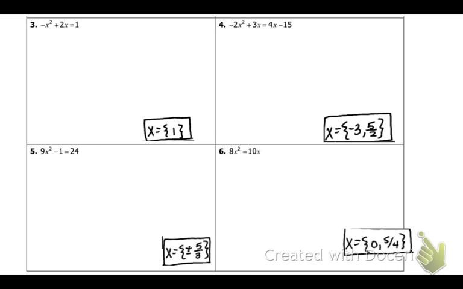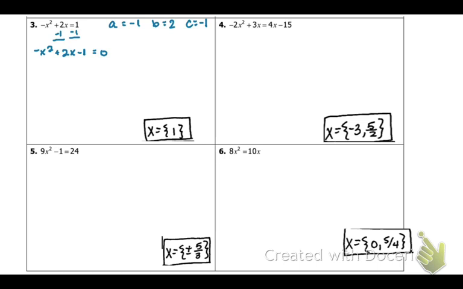Okay, so for number 3, same thing, you have to make sure that it's in standard form, so I'm going to have to subtract the 1 here. Okay, so I'm going to be left with negative x squared plus 2x minus 1 is equal to 0. I'm going to identify everything. My a is negative 1, my b is 2, and my c is negative 1. Okay, you have to be very careful with that.